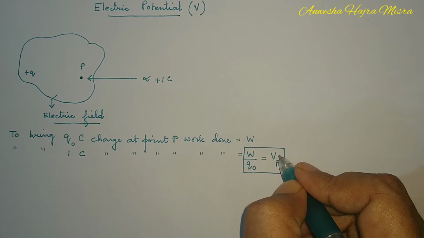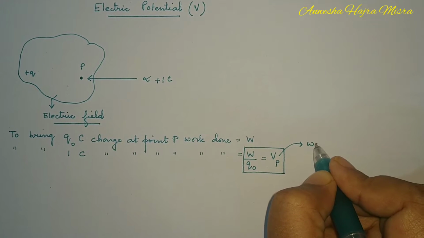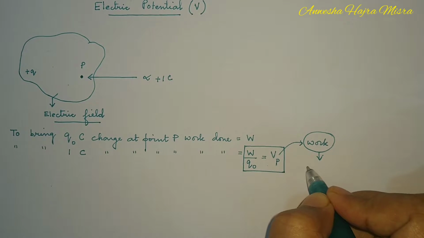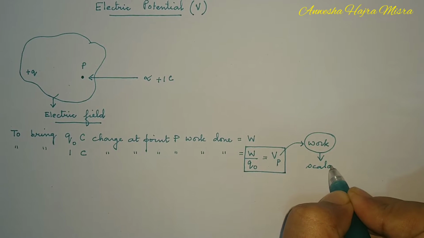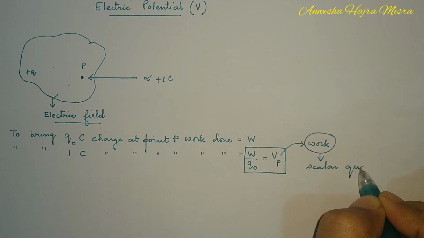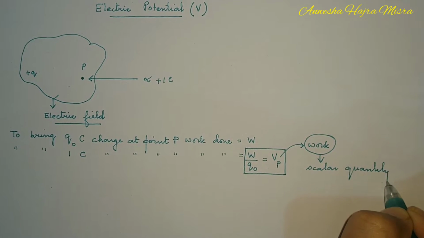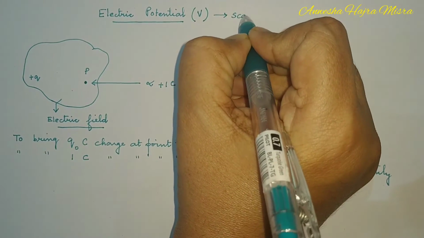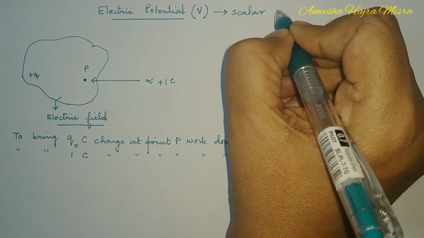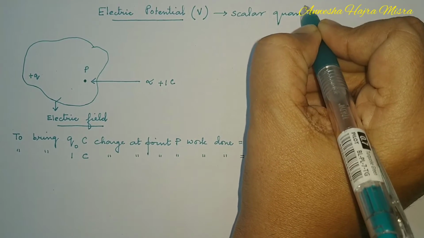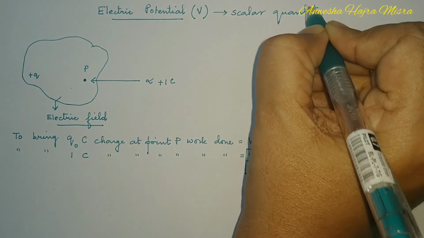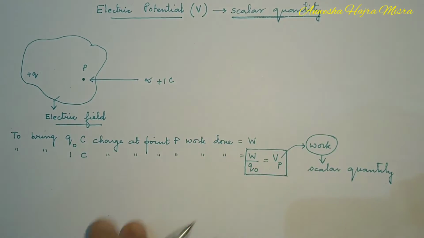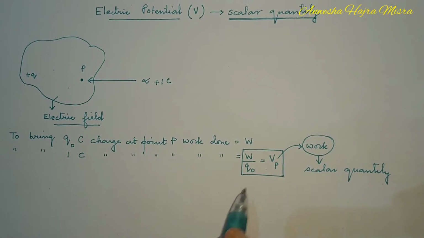Now since potential is work, isn't it? And what is work? Work is a scalar quantity. So potential is also a scalar quantity. So unlike the intensity chapter, this chapter becomes much more simpler since potential is a scalar quantity.